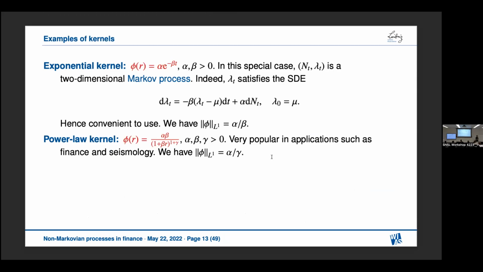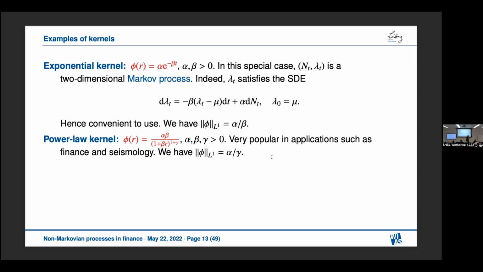As Fabio already mentioned, there are really two especially important examples for kernels. The first one is the exponential kernel. With the exponential kernel, you have something like an Ornstein-Uhlenbeck process. If you put this kind of kernel in a stochastic differential equation, you would have an Ornstein-Uhlenbeck process, and we know an Ornstein-Uhlenbeck process is a Markov process. The same thing happens here, and it's basically the same argument: for this particular choice of kernel, the intensity process satisfies an SDE. And since it satisfies an SDE, the pair of processes N and lambda is a Markov process.